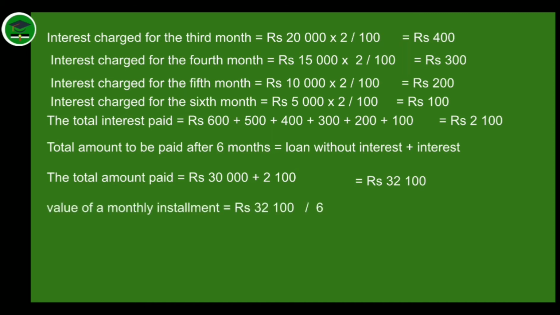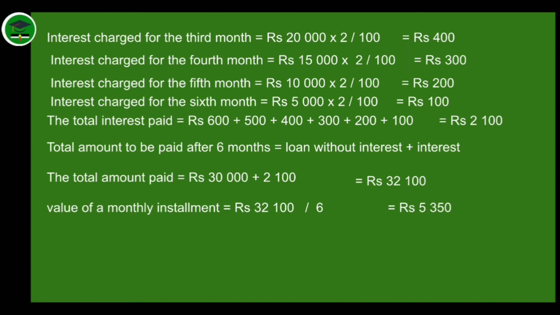Now you can find the value of a monthly installment. How? You have to divide this by 6. Then you can get the value of installment as 5,350 rupees. This is the way you can calculate the value of a monthly installment.